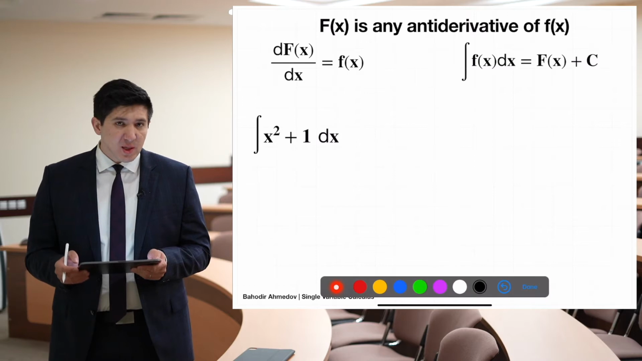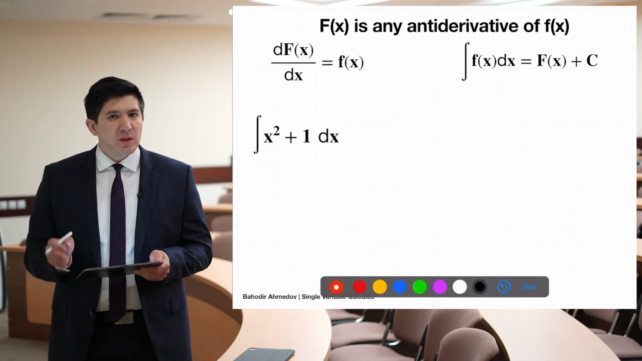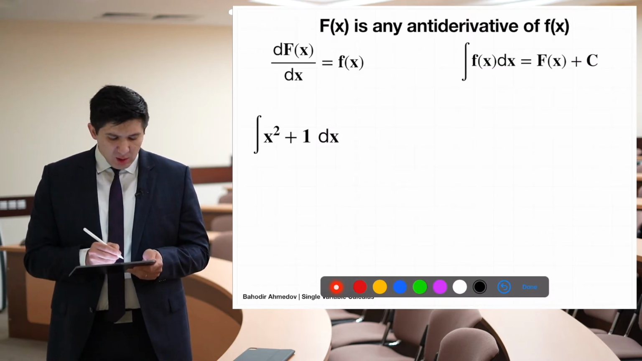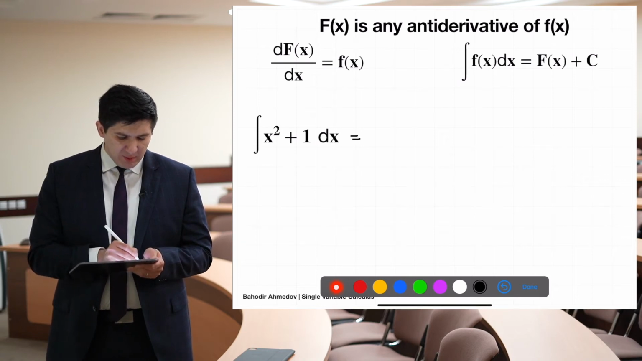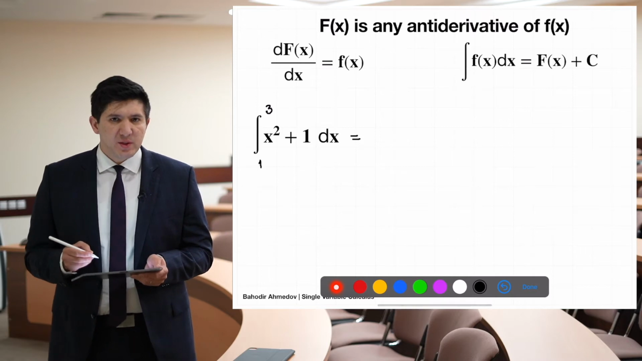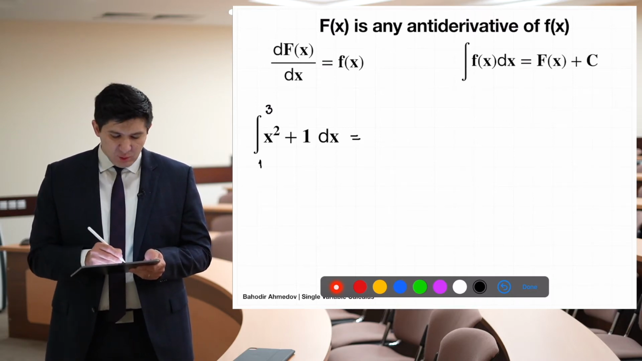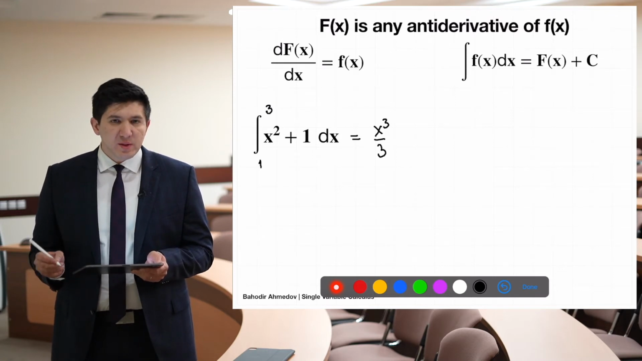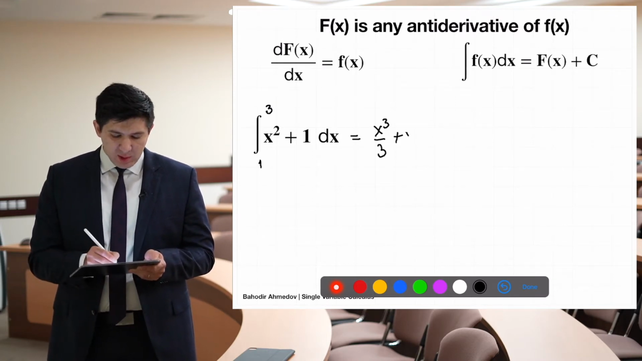So let's do a small exercise. If we need to evaluate this integration, for example from 1 to 3, we need to find first of all its antiderivative. The antiderivative of x squared is going to be equal to x cubed over 3, and the antiderivative of 1 is going to be equal to x.